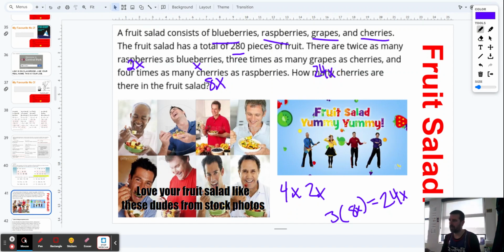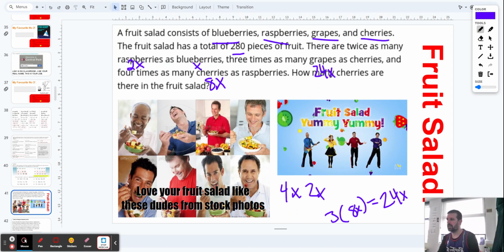So blueberries is x, raspberries is double that, so it's 2x. Cherries is 4 times the raspberries, so it's 4 times the 2x. That's why it's 8x. And then grapes was 3 times as many as cherries. And since cherries was 8x, 3 times as many 8x is 24x, okay? So now we've actually got everything we need, okay?